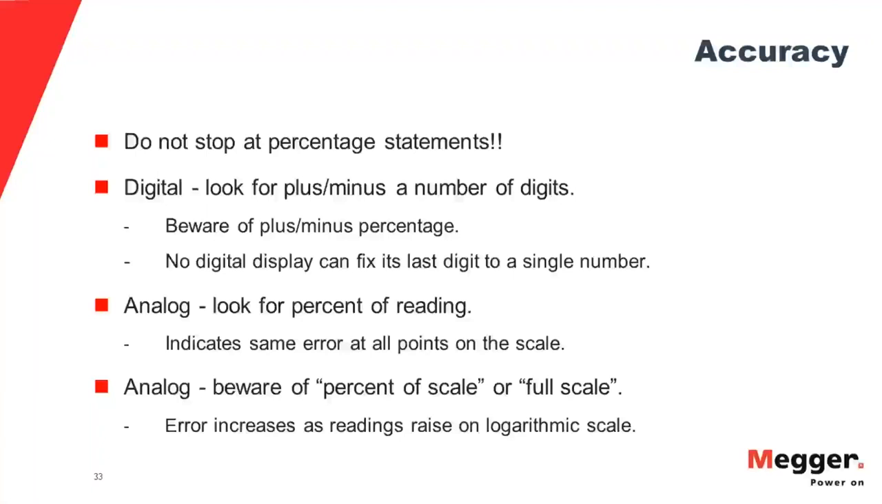And then the other thing to avoid is percentage of scale or something like that, because for units that are specified in that manner, the accuracy varies as you go across the scale, because the scales are typically logarithmic. So look for one that gives you the accuracy statement as percent of reading. In other words, it's the same accuracy at all points. So if you have a 2% accuracy, it's 2% at 1 megohm, and it's 2% at 1 gigohm or whatever. So those are the 2 things to look out for on accuracy statements.